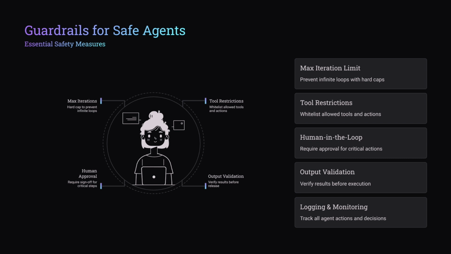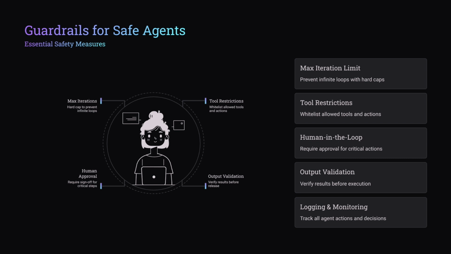Some guardrails to follow when you design your agent: max iteration limits, tool restrictions, human-in-the-loop approval, output validation, logging and monitoring. Guardrails convert autonomy into controlled intelligence. Guardrails are non-negotiable. Max iterations, hard cap. Tool restrictions, whitelist tools and actions.